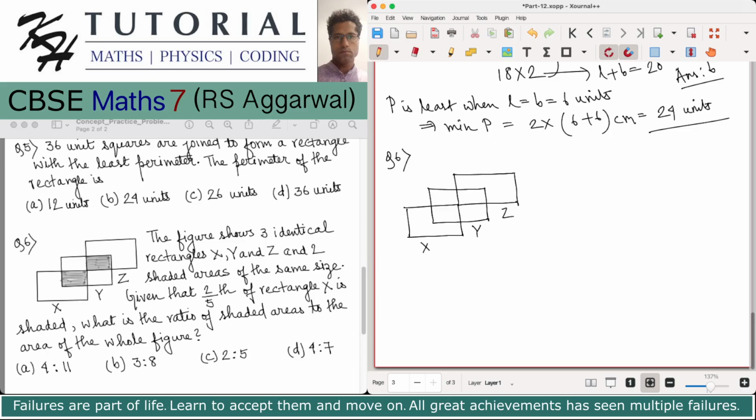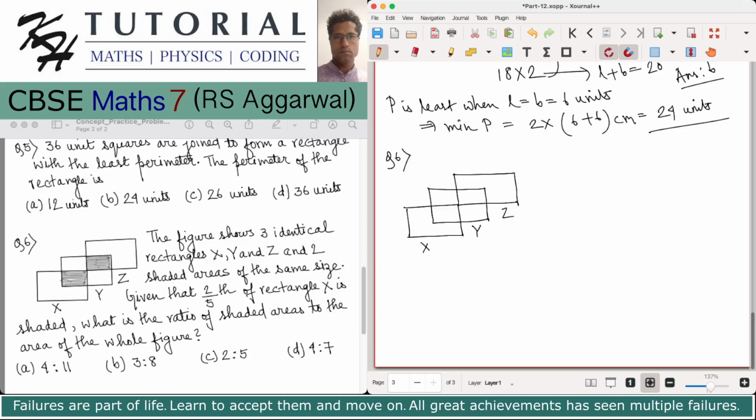Okay. Now, first of all, what is the area of the whole figure? Now, if you add up the areas of X, Y, and Z, they are identical rectangles, so their areas will be same.